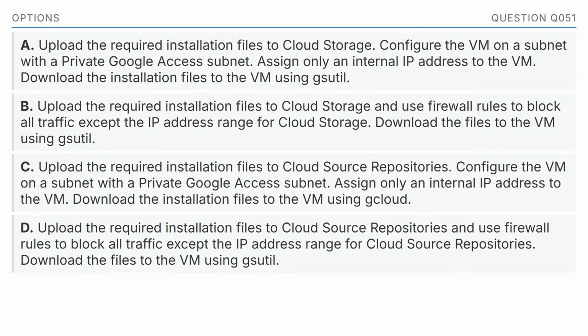Option D, upload the required installation files to Cloud Source Repositories and use firewall rules to block all traffic except the IP address range for Cloud Source Repositories. Download the files to the VM using gsutil.